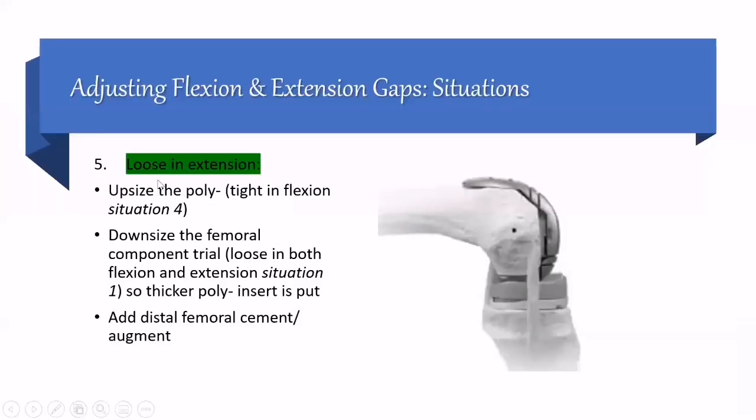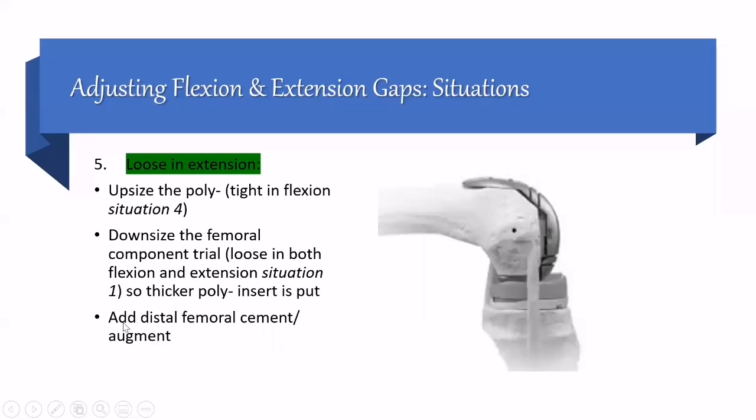And the fifth way is that when we have a loose extension, upsize the polyethylene. If you increase the polyethylene thickness, it will cause tightness also in flexion, like the situation before. We just said it. And downsizing the femoral component will cause situation number 4, because both of them will be loose. So a thicker polyethylene insert is used.